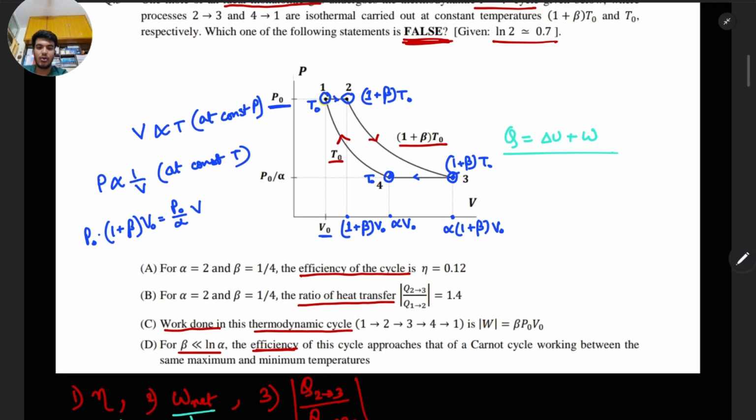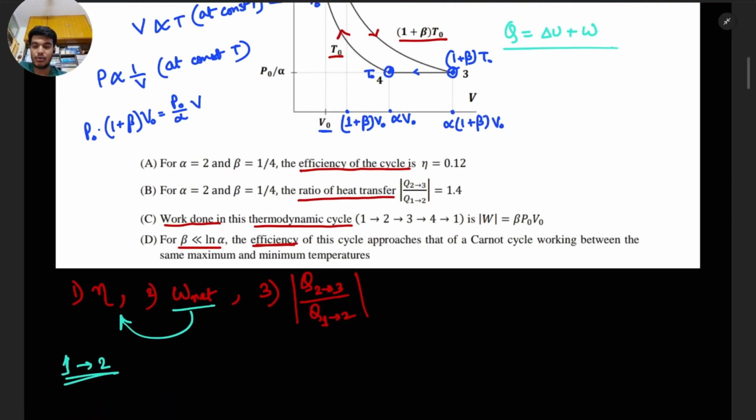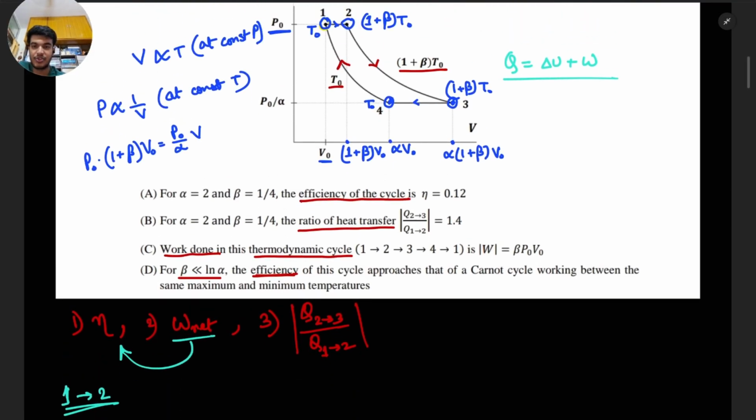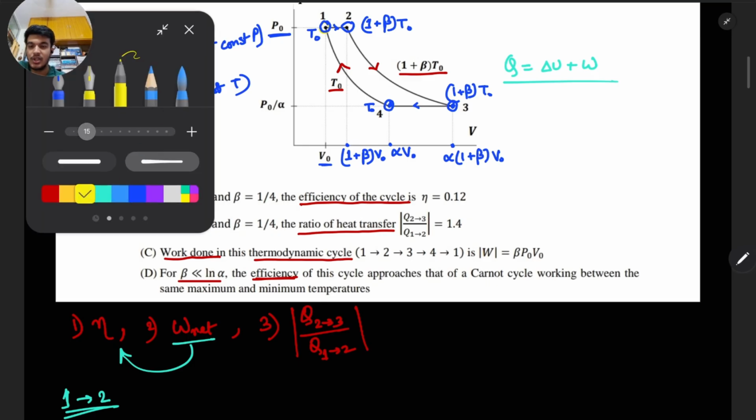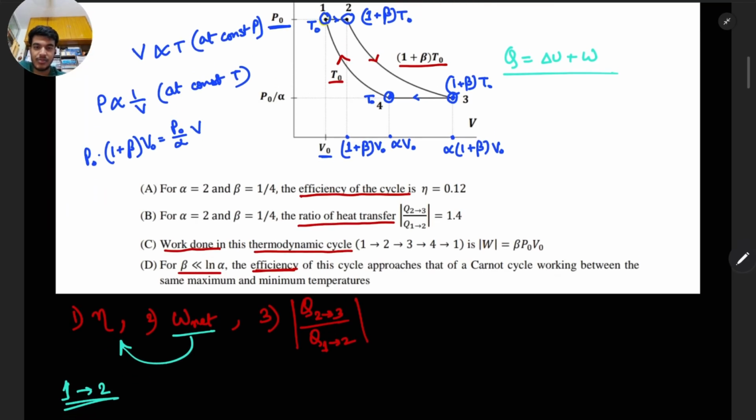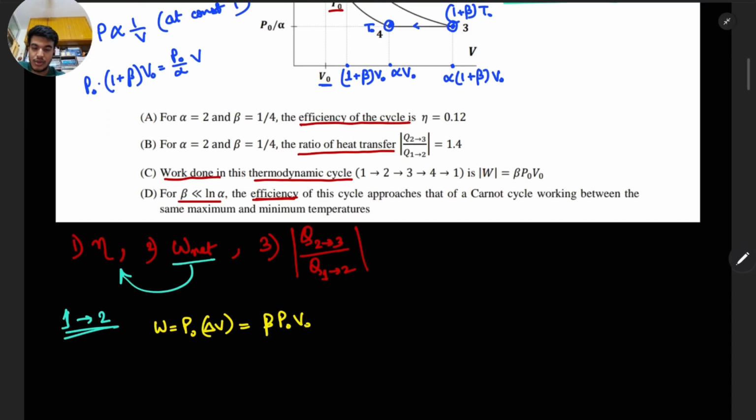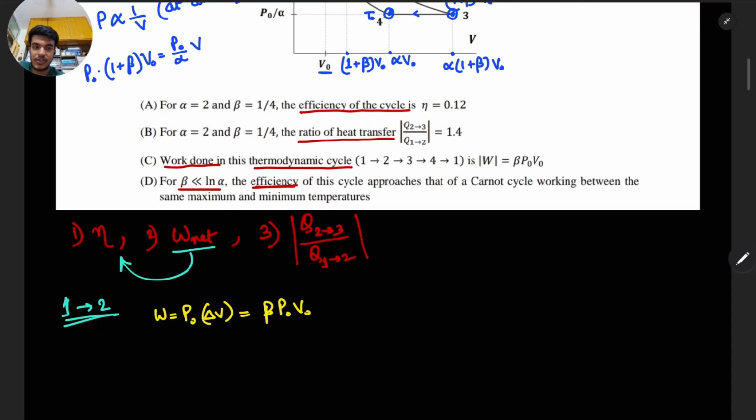So we now have all the state parameters that we need. Let us now focus on the first step, which is 1 to 2. Since it is happening at constant pressure, it's isobaric. So the work done would be P0 delta V, and delta V here is beta V0. So the work done in the first step from 1 to 2 is beta P0 V0.